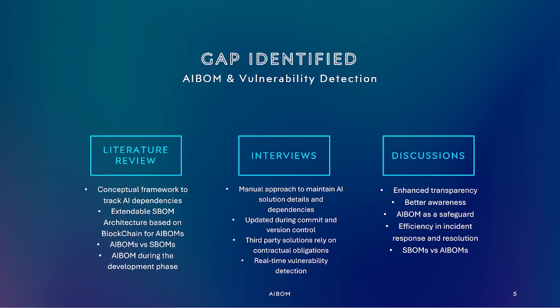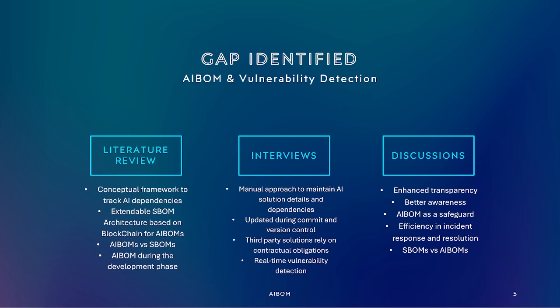So there needs to be further transparency involved in it, and there needs to be better awareness created among the industry of the importance of AI supply chain security as well, so that people are aware of the risks associated with the solutions they're using. Then the AI bill of materials was proposed as a safeguard, as a countermeasure, for the issues that the industry is facing, similar to the already available software bill of materials concept.